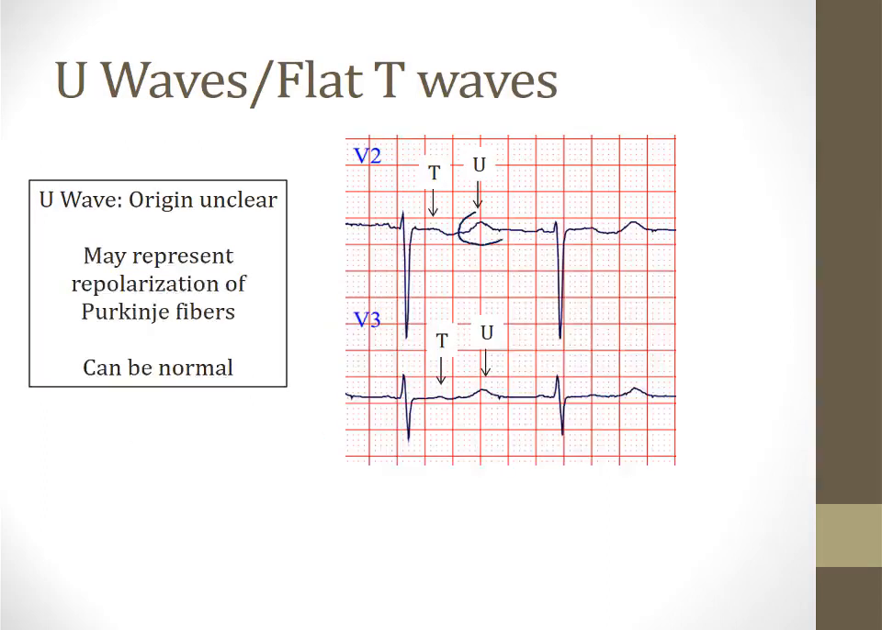A U wave is a little bump that comes after the T wave, as shown in this tracing on the screen here. The origin is unclear. One of the theories is that they represent repolarization of the Purkinje fibers, and although U waves are seen in hypokalemia, they can also be a normal finding. And then, as I told you before, T waves get very peaked in hyperkalemia and they get very flat in hypokalemia, and this is an example of flat T waves shown in this tracing on the screen.